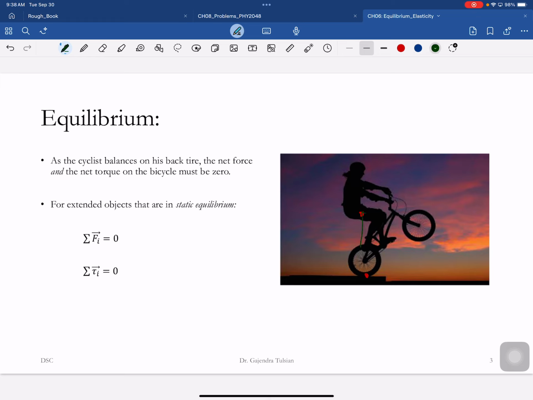Here is the weight of the guy, and there is the normal force. And those two forces need to balance. They're equal and opposite, and that's what that condition is. The torque: this part of the weight is applying a clockwise torque, and this part of the system is applying a counterclockwise torque. And that needs to add up to 0.